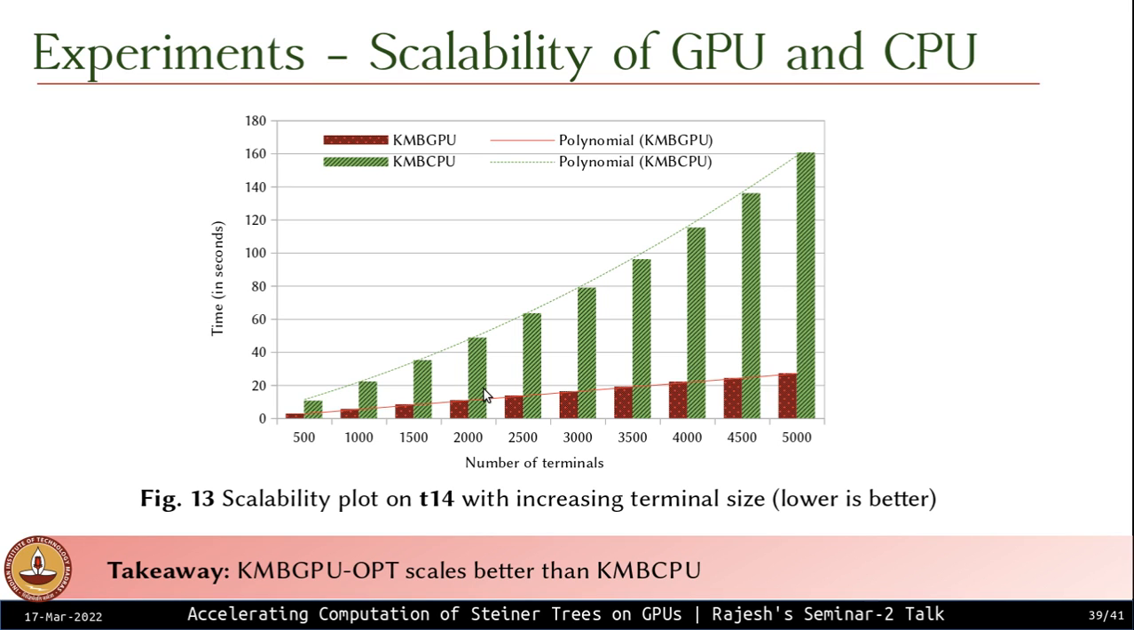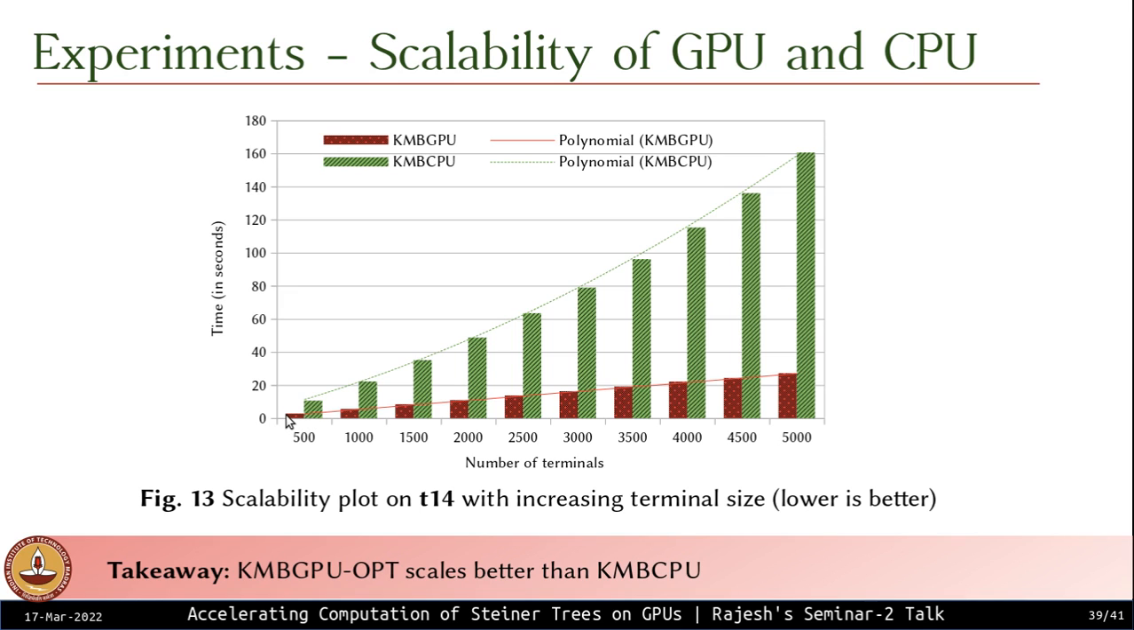To understand the scalability of our implementation, for T14 instances, which did not come with a predefined terminal set, we have an option to choose the terminal set randomly. So we chose the terminals randomly from 500 to 5000 in steps of 500, and we ran both our GPU and CPU implementations on all the instances, and we were able to observe a nice thing, which is the following.